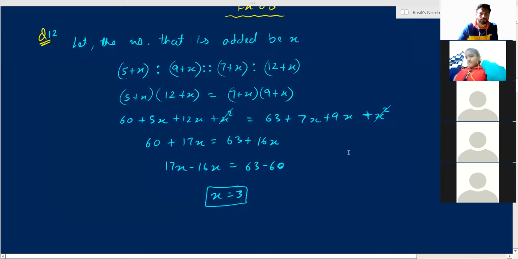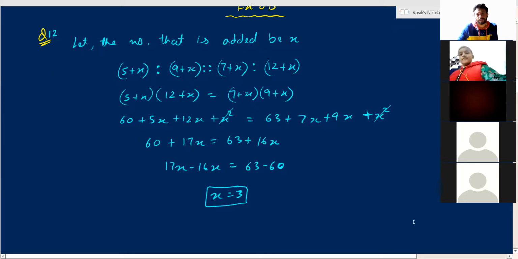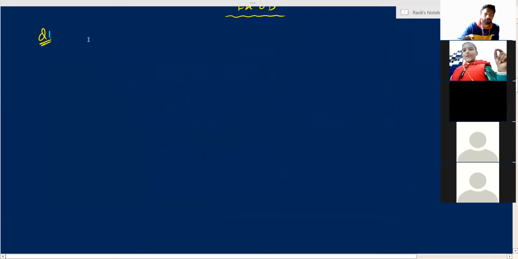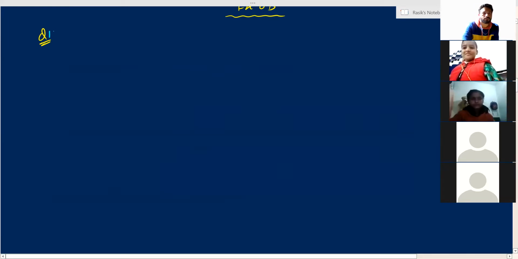Have you all understood the 12th one? Is there any doubt in the question? No, sir. Clear? Sir, here we have solved it, but without solving, with our common sense, we can multiply it and then easily find the 63 plus 3. Correct. Question number 14. The scale of a map is 1 is to 5 lakh.